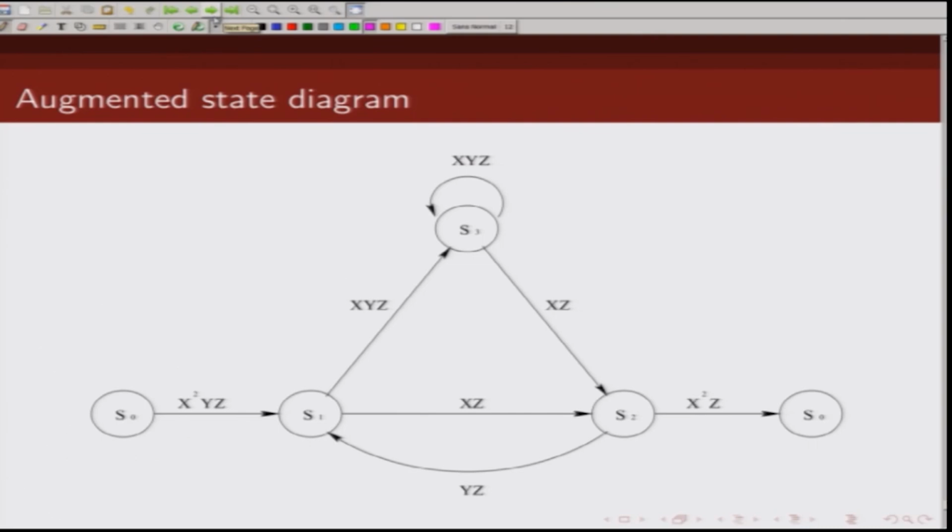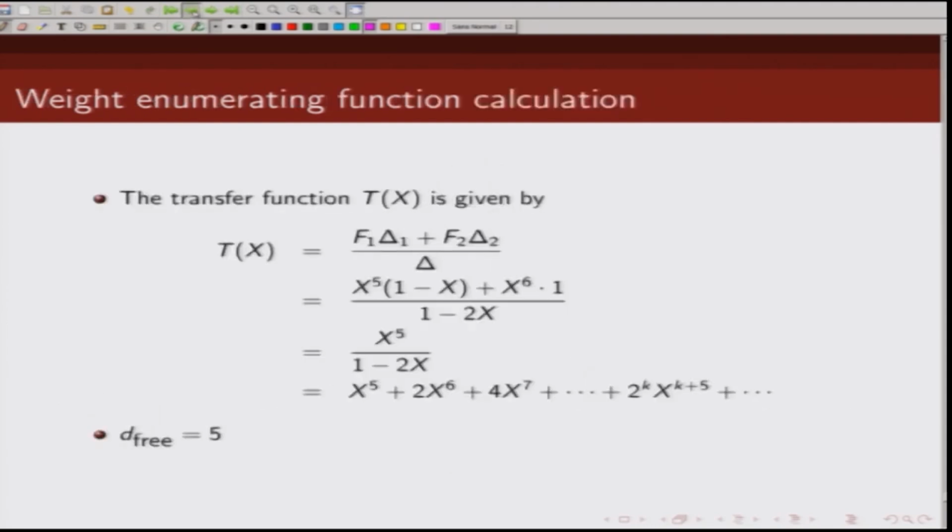Now, we repeat the same exercise with the augmented state diagram. What was the augmented state diagram? On each valid branch we added a Z to denote that you can reach from one state to another in one step, and we also added to each of these branches the weight corresponding to the information bits. If the information bit weight was 0, so y^0, that was 1. You can see in some cases the information sequence weight is 0.